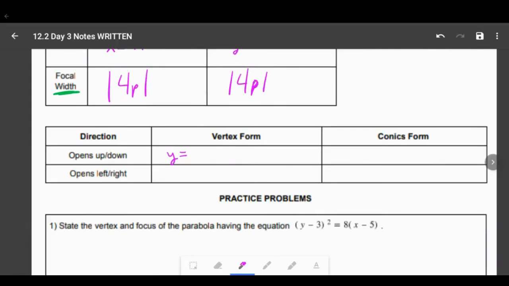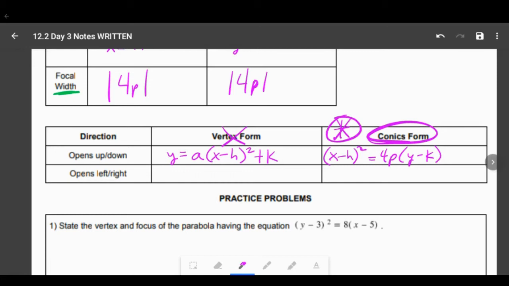Okay, y equals a(x minus h) squared plus k. That's what you did back in your algebra class. But we're not going to use this now. We're actually going to use the conics form in this part. And like I listed up above, if it opens up or down, (x minus h) squared equals 4p(y minus k). That's the equation that you need to understand and memorize, because that's how your answers need to be on your tests and quizzes.